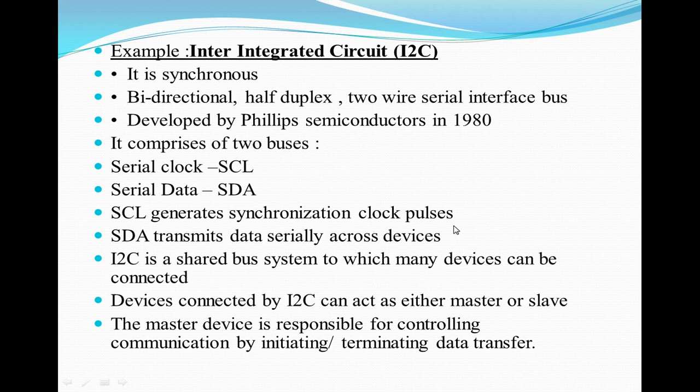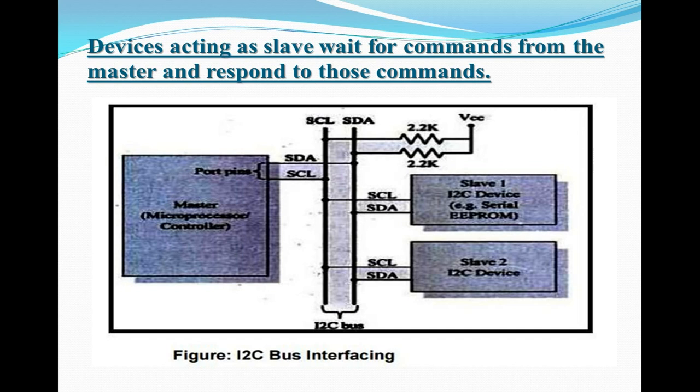the inter-integrated circuit. This is one example where you can get interfaced. The second one is SPI, the serial peripheral interface. Third is UART, the universal asynchronous receiver and transmitter. Then the one-wire interface and the parallel interface. Basically these are the four or five common examples: inter-integrated circuit, serial peripheral, universal asynchronous, one-wire and parallel interface.